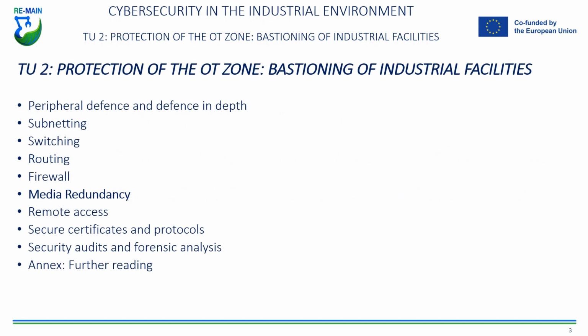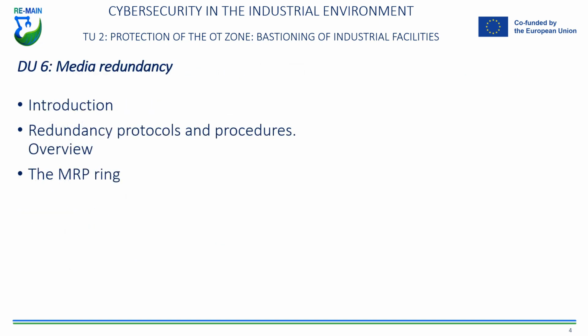Media redundancy. Having redundant equipment is a good way to ensure availability when one of them fails. The MRP ring is probably one of the most widely used redundant systems.